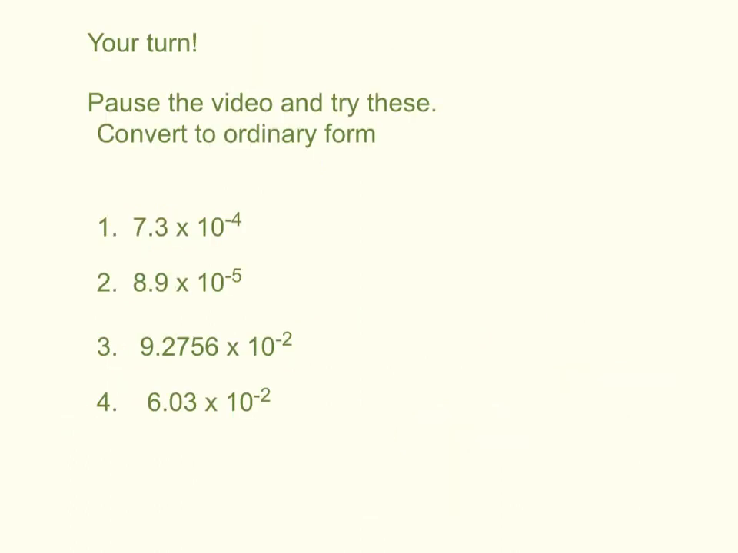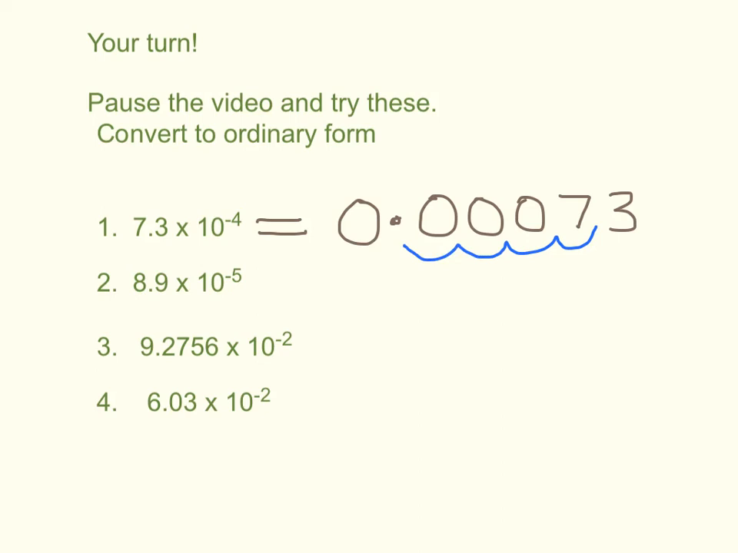Okay, we want to convert these to ordinary form, or write these in ordinary form. So have a go at them and then I'll go through the answers. Right, number 1. 7.3 times 10 to the -4 will be 0.00073. Right, you can check by looking at your hopping. If we started at the 7, 1, 2, 3, 4.